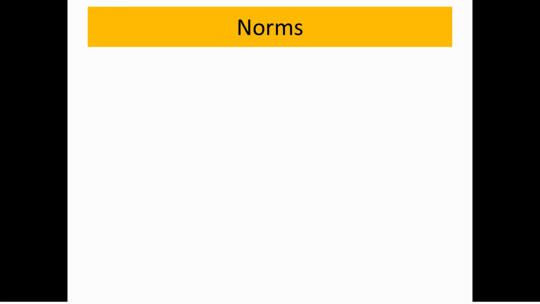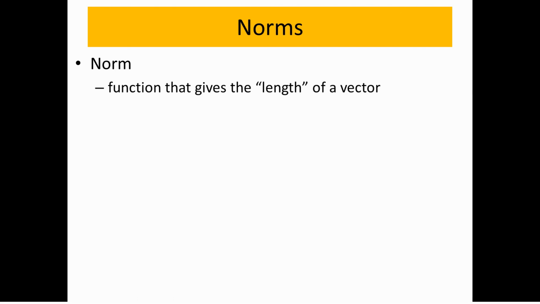Okay, I want to talk briefly about what's called a norm. So a norm is just a function that gives the length of a vector. And it applies exclusively to vector spaces. And so I make this comment because some people get a norm confused with a metric. And a metric is a distance between 2 points, which is not necessarily the same as the length of a vector. Okay, so when we're talking about norms, we're only talking about vectors here.